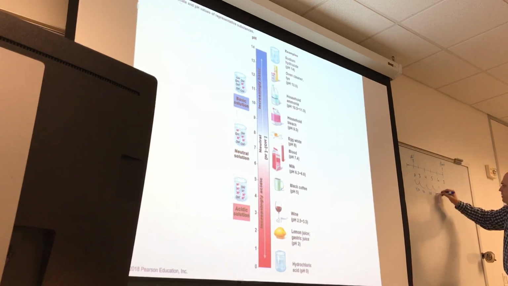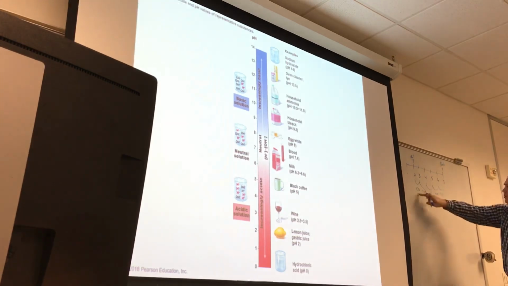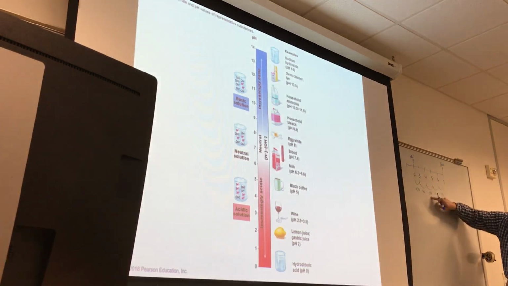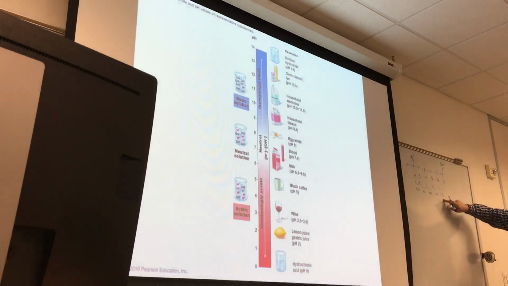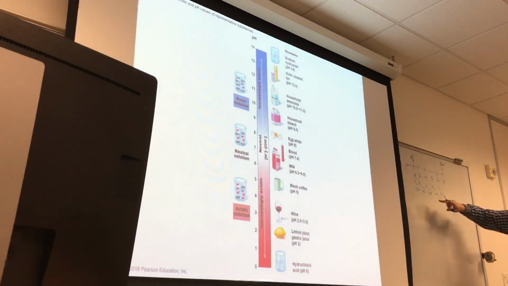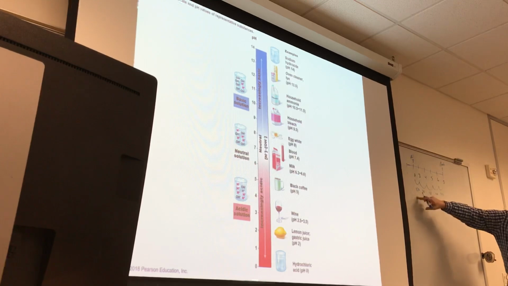Each of these would be 10 times. So it would be 10, 100, 1,000, 10,000, 100,000 times more acidic. So stomach acid is 100,000 times more acidic than blood. Does that make sense? Because 10 times 10 times 10 times 10 times 10 is 100,000.